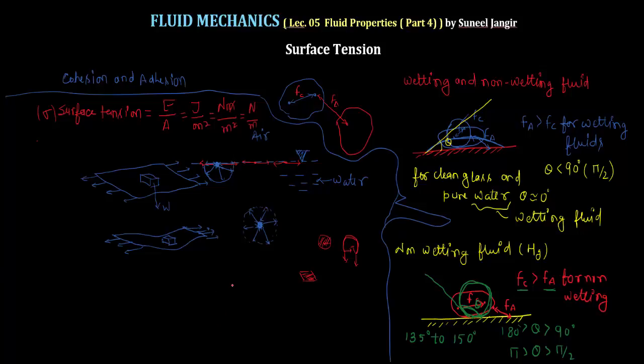Similarly, you can see that raindrops are generally spherical in shape, and that is also due to the surface tension. Why? I said that surface tension is the energy expended over the area, and nature is the best investor. It will try to invest in such a way that the resistance will be less.